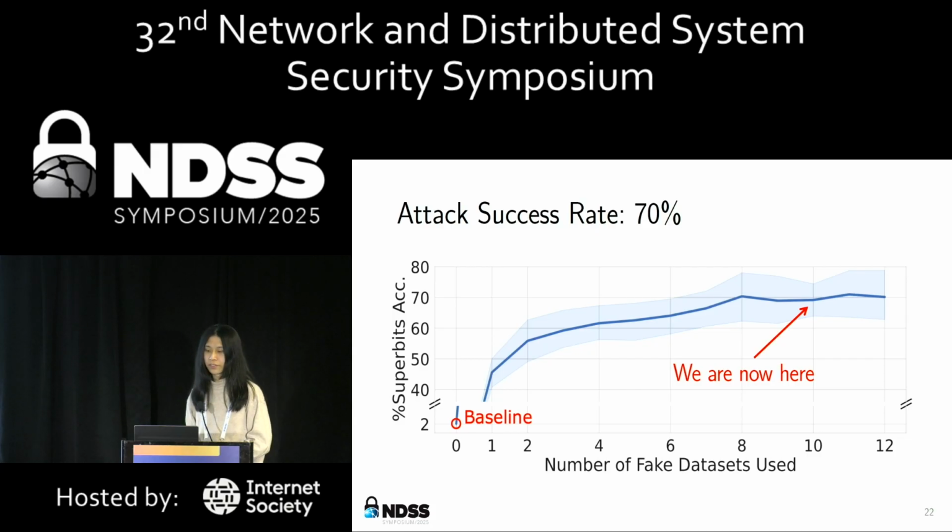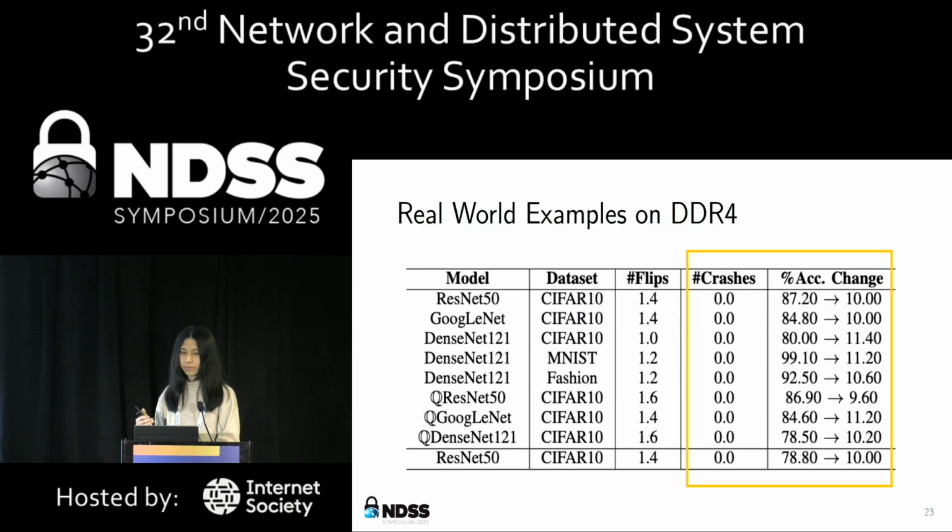So we feel pretty satisfied with this result, so we continued on to our real-world experiments. We set up our experiments on Blacksmith, a state-of-the-art Rowhammer toolkit for DDR4 memory. We tried the super bits we found on a wide range of victim executables, and they work really well in all cases. Here the accuracy change says that all models are now random guessers. So they're equipped with the eyes to see ninjas out of panda photos. And there's also no crash during the exploit.